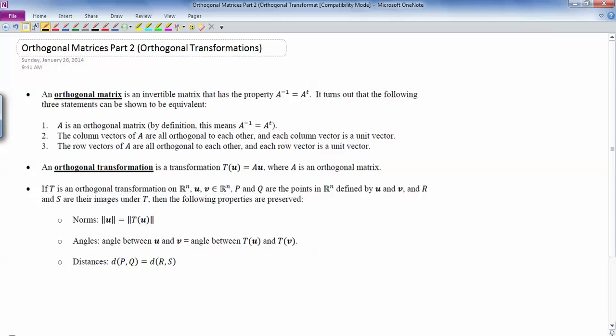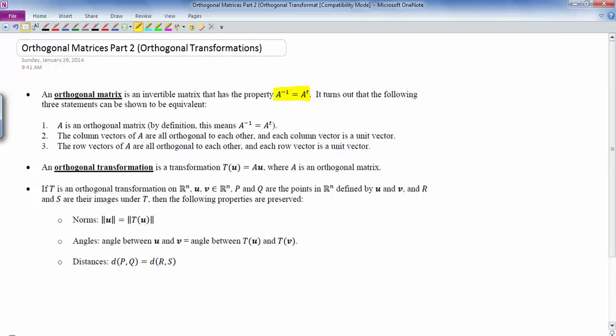So in this video, we're going to continue with orthogonal matrices, and this time I'm going to talk mostly about orthogonal transformations. So, a quick review from the last video: we talked about orthogonal matrices, and the definition of an orthogonal matrix is that A is an orthogonal matrix if A inverse equals A transpose.